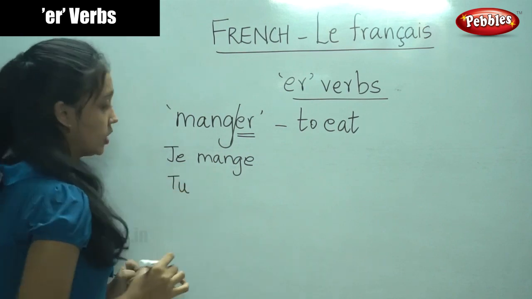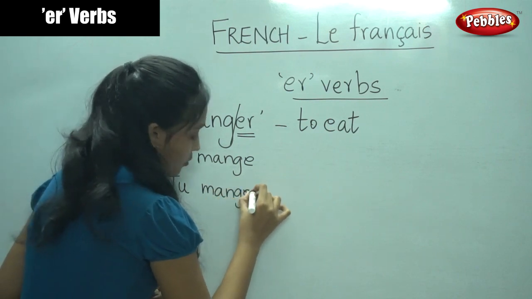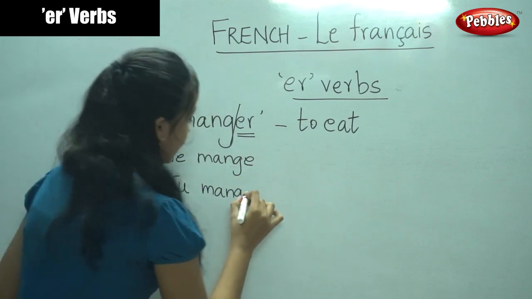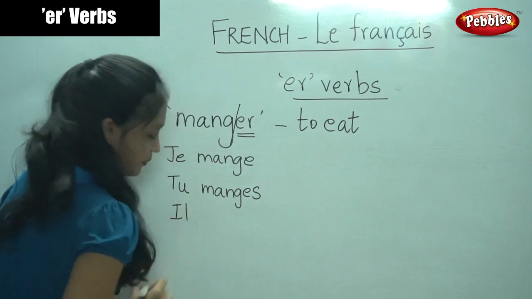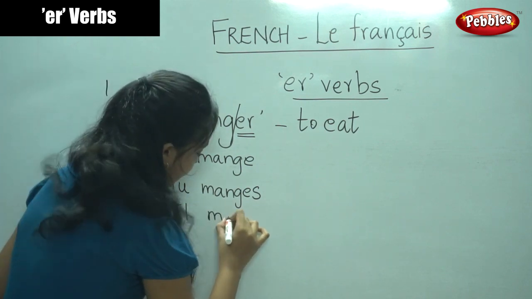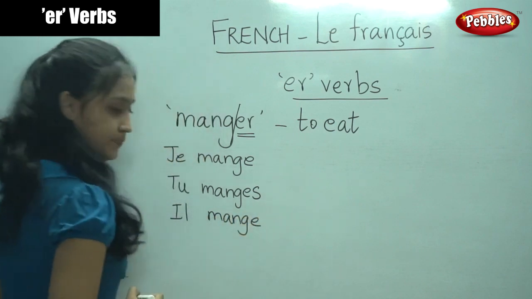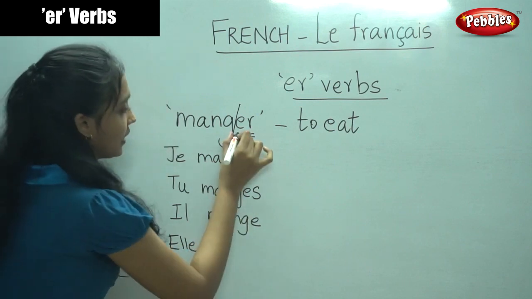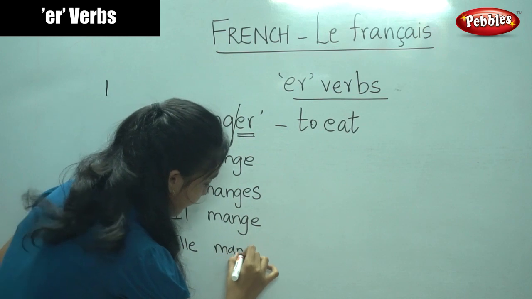For tu, we would remove E and R and replace it with ES. For il, we would remove E and R and replace it with E. For elle, we would remove E and R and replace it with E.